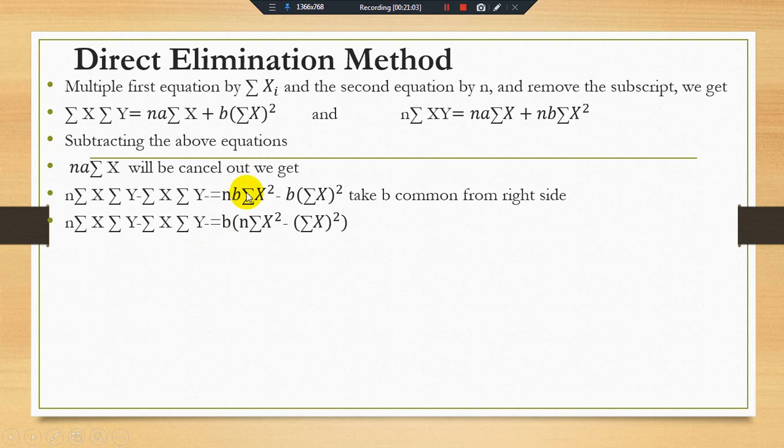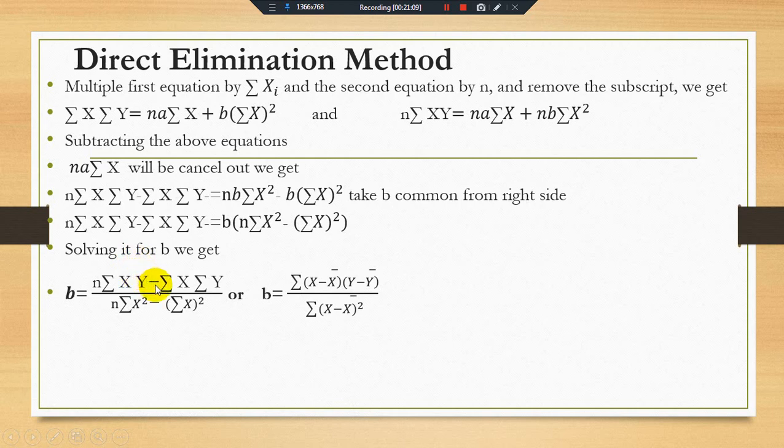That beta will be common here, so this will be okay. For solving it for beta, we get this. I told you that this summation is wrongly placed here, so you can remove it. Here we have n summation xy minus summation x summation y divided by this part, because we are getting the value of beta, so this part will be divided. So we can get the formula for beta. We can write this formula in this form also. We can empirically test these formulas in the coming videos.